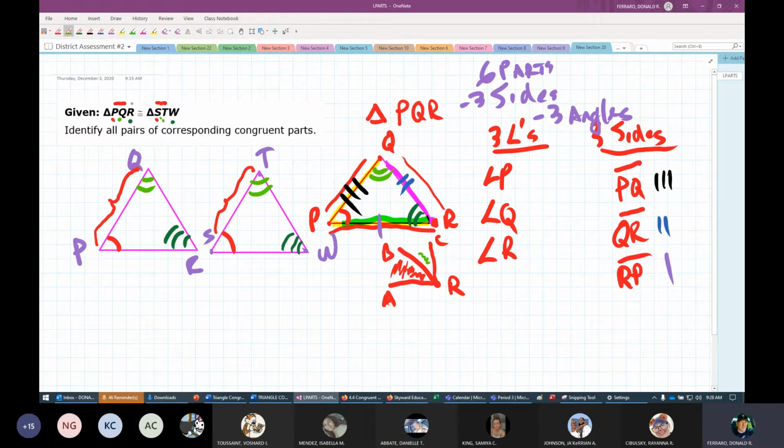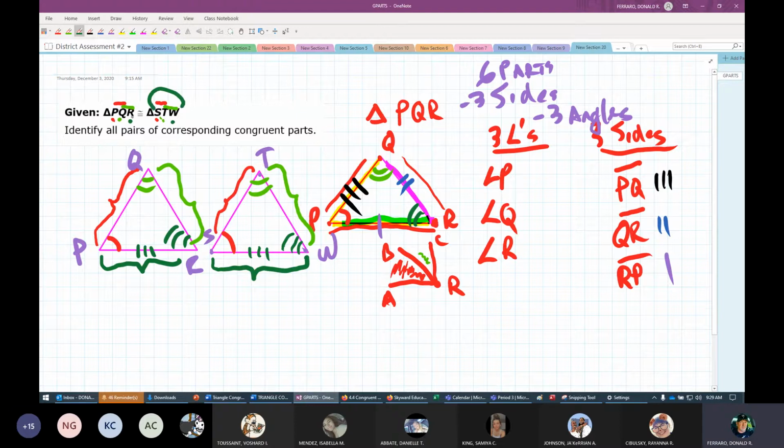So then I've got QR, which I'll try and do just below it. QR has to be equal to TW, so the length of that has to be equal to the length of that. And then in dark green, we've got one more side, which is here. I'll give three tick marks there and three tick marks there. And that's got to be congruent to SW. So W to S and R to P.